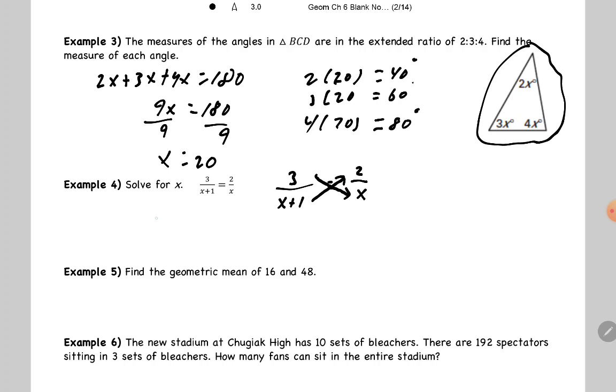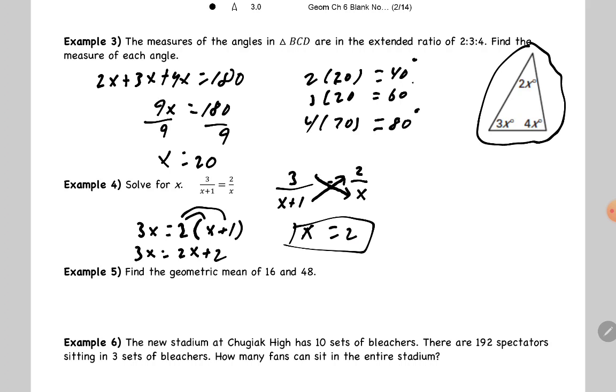So I have 3 times x equals, okay, so I have 2 times this x plus 1. So make sure that you actually put parentheses x plus 1, because we have to distribute this 2 to both the x and the 1. So I have 3x equals 2x plus 2. Subtract 2x over from both sides, and I'll get x equals 2.